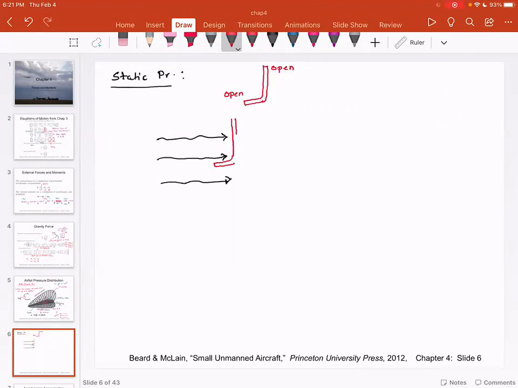Free stream means this is not blocked. You would observe that if this is the water level, if this is the atmospheric level, the water here rises by some amount. And the reason for that is what happens here: you have some kinetic energy plus some pressure energy. And what happens is when this moving fluid comes in contact with a stationary tube, this tube is stationary.